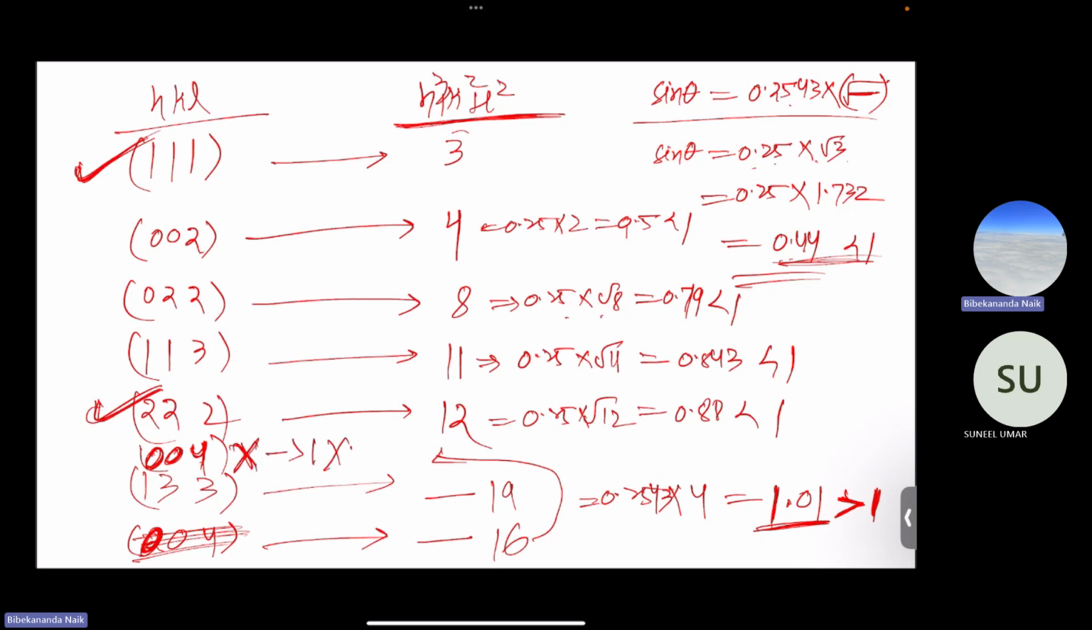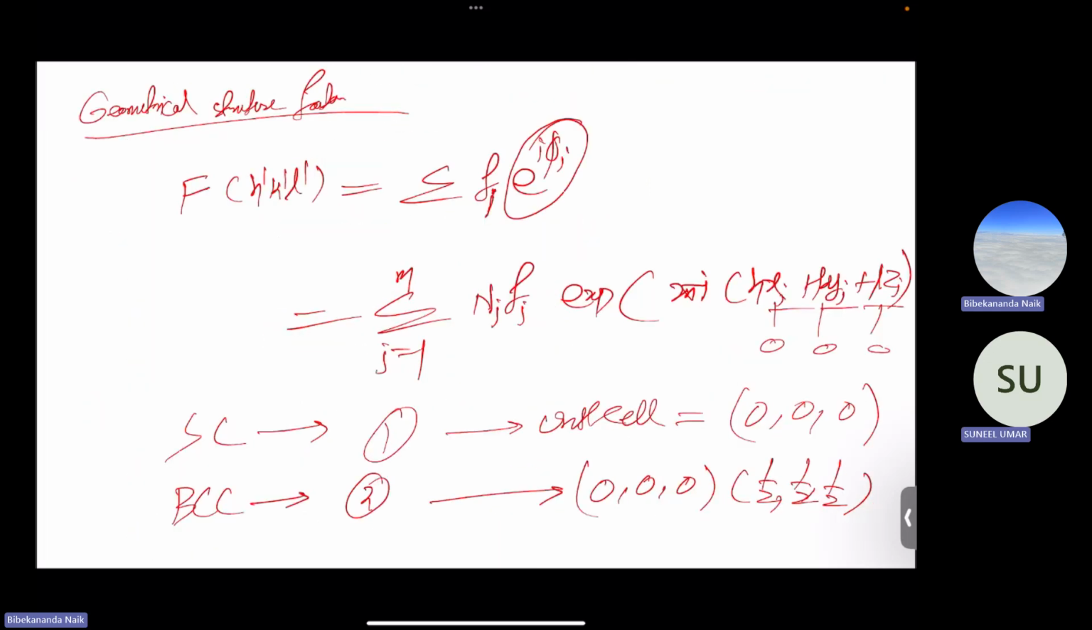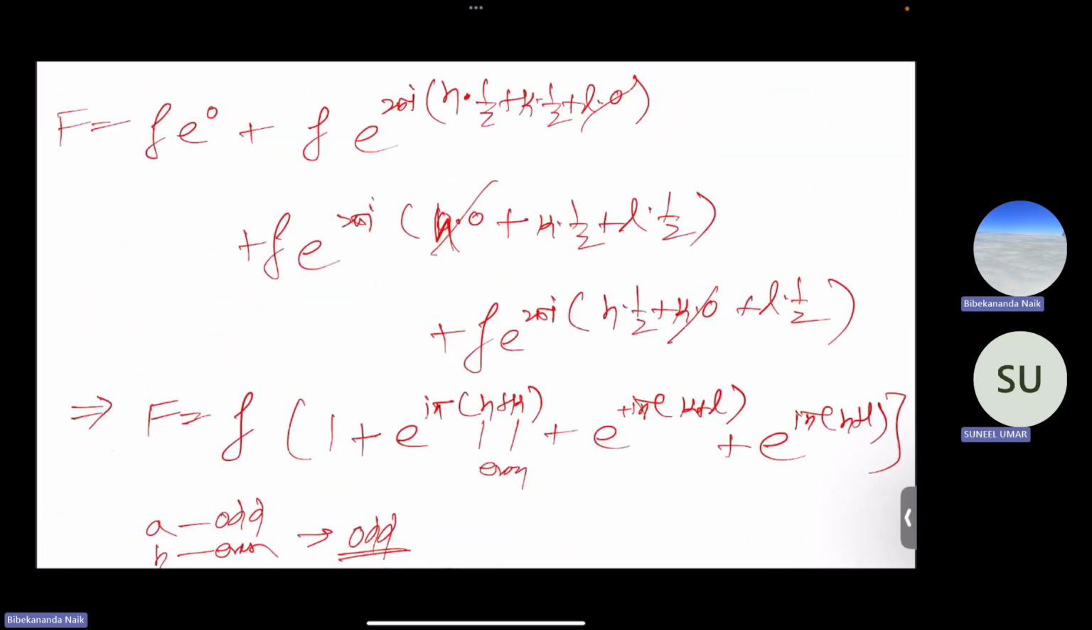So the correct option will be option A, that is 111 and 222. Now do you understand it perfectly? Yes, sir. Perfectly. Okay, understood. So we will move to the next question.